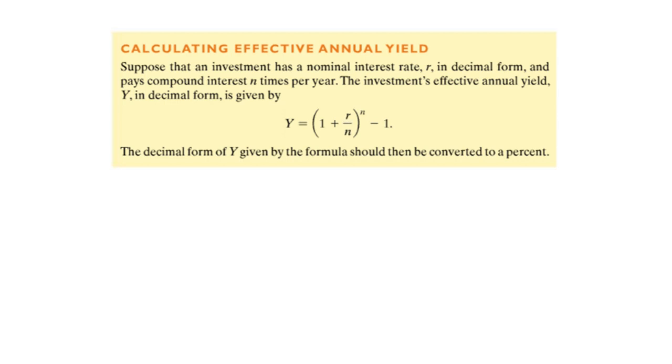Calculating the effective annual yield. So it says, suppose that an investment has a nominal interest rate R in decimal form, and it pays compound interest n times per year. The investment's effective annual yield, Y, in decimal form is Y equal to parentheses 1 plus R over n, all of that raised to the n power, minus 1. And it says the decimal form of Y given in the formula should then be converted to a percent.